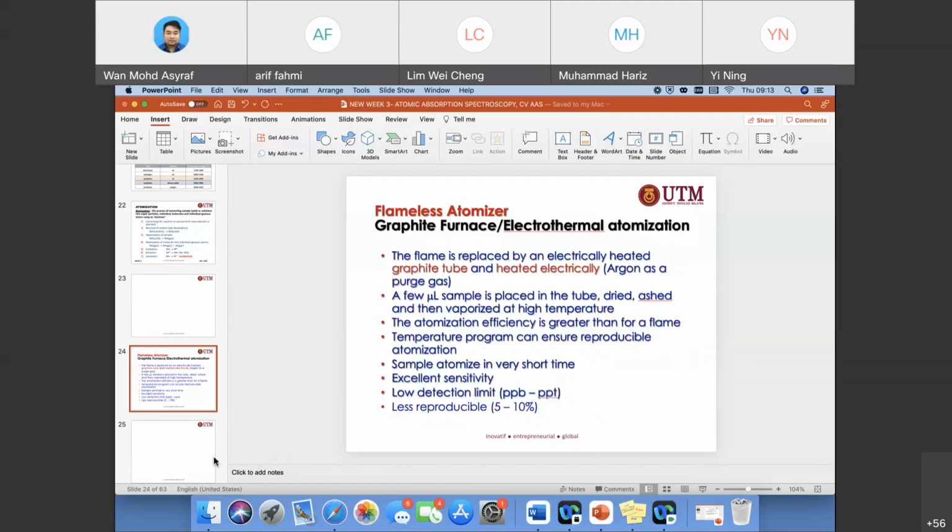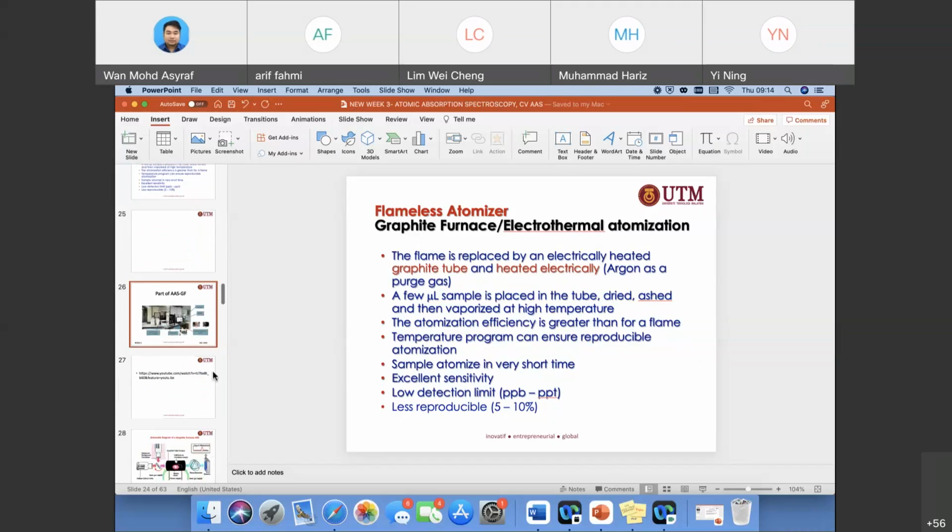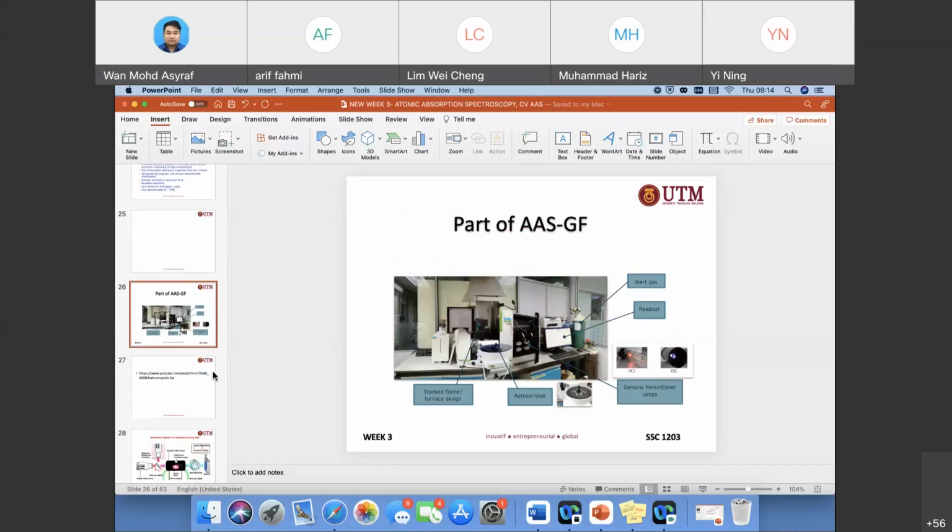All right, so this special atomizer is flameless, so it doesn't have a flame. It just has a graphite furnace. It's just like a tube which is straight away heated electrically. All right, so for this graphite furnace atomizer, sample preparation has been minimized, so you don't need to have it in liquid, but you can have it in solid, even in slurry form. All right, so this is an example of graphite furnace AAS.